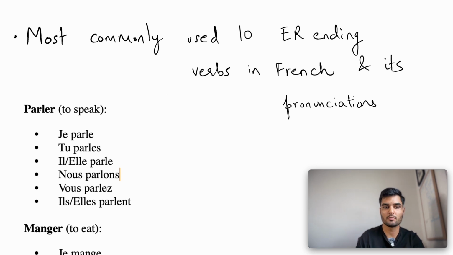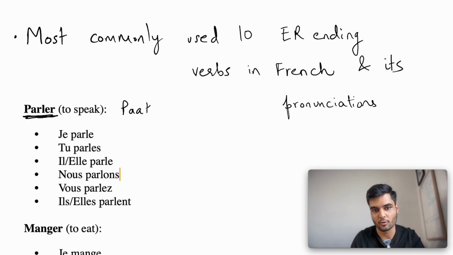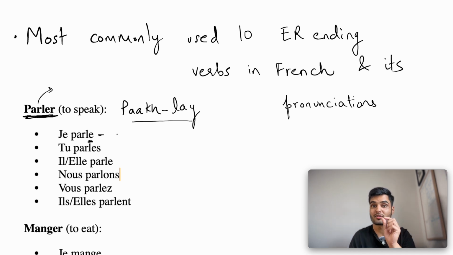So the first verb that we have is parler. Okay, parler. Talking about the pronunciation, the R in French is not the English R. This means to speak. If I want to say I speak, that becomes je parle. The E at the end is not pronounced. So we don't say je parle with the E sounded.